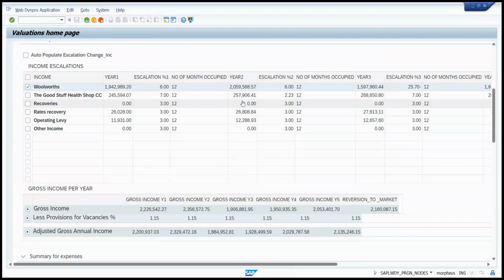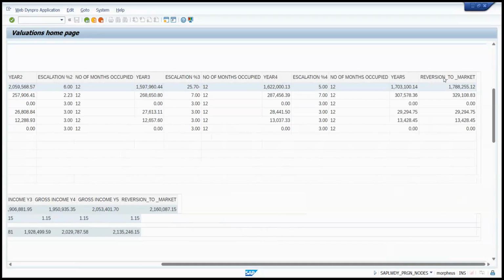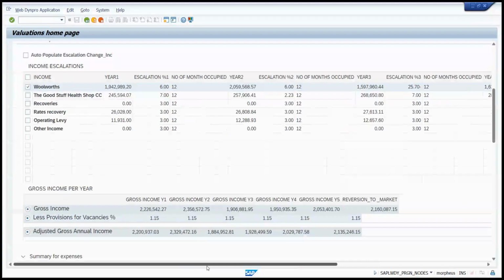And we can see that, based on those calculations, there's only been an escalation of 2.23 in year 2. And in year 3, we can see that massive drop of 25% of the income. Again, the recoveries are escalated, and here we're using a very conservative rate of 3%. You'll also notice that the actual rates have gone from 6% to the market rate of 5% up to the end of our period that we're running the discounted cash flow for.